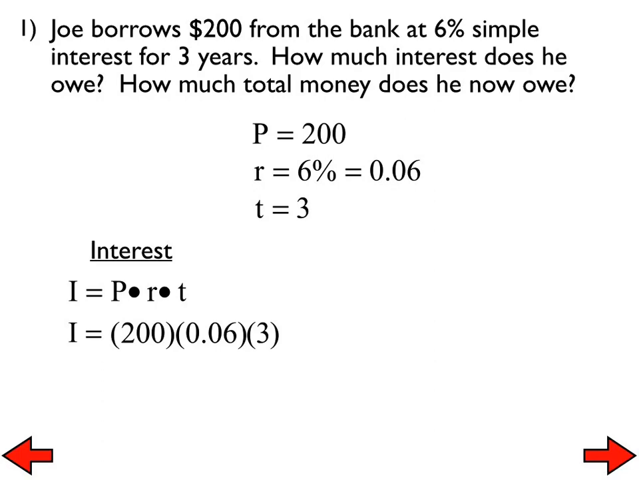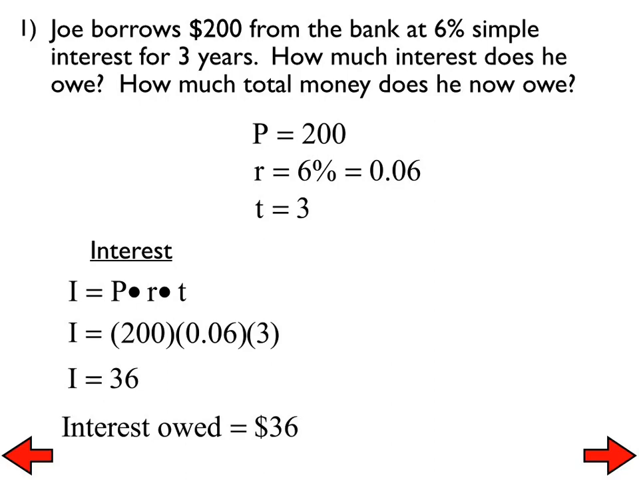So like I mentioned earlier, when you borrow money from a bank, you don't just pay them back, in this case, $200. You have to pay them back $200 plus the amount of interest that they charge you. So in this problem, you are having to pay $36.